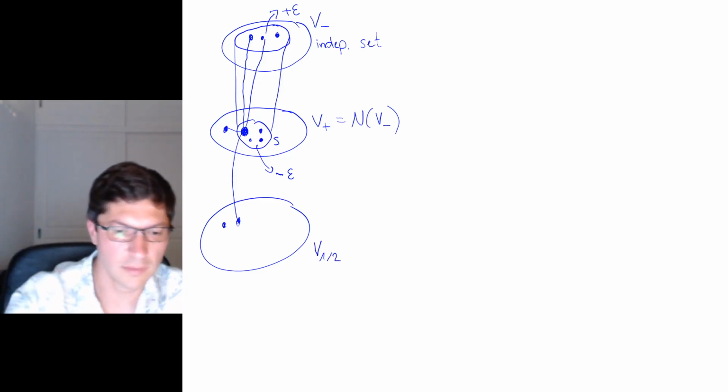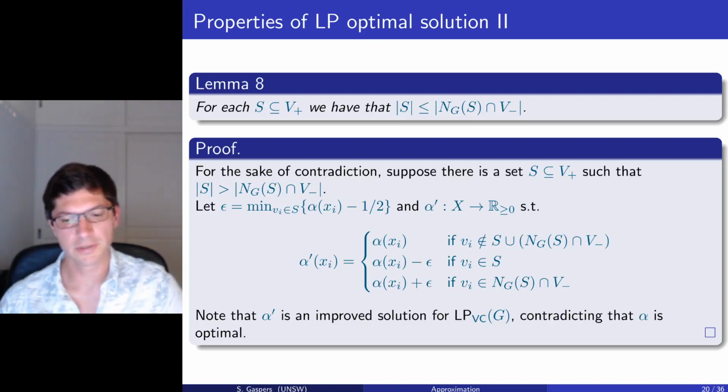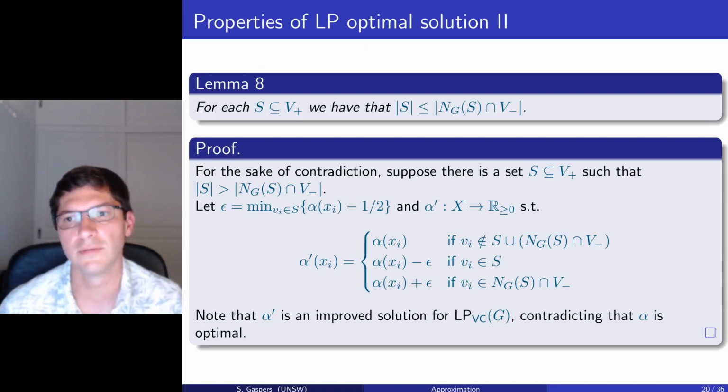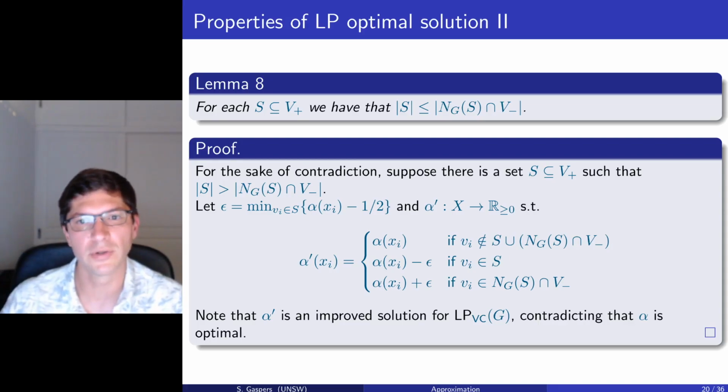Okay, and our proof now says that, for the sake of contradiction, suppose there's a set S in V plus such that the size of S is more than the size of its neighborhood in V minus. And this value epsilon that I select is the minimum of the values of the xi's in the set minus 1/2. So basically the slack that we have beyond 1/2.